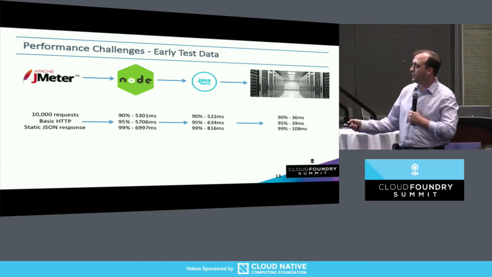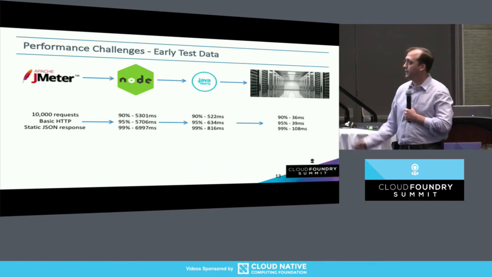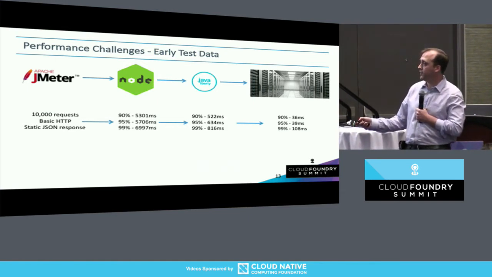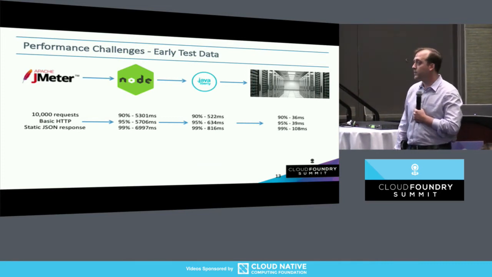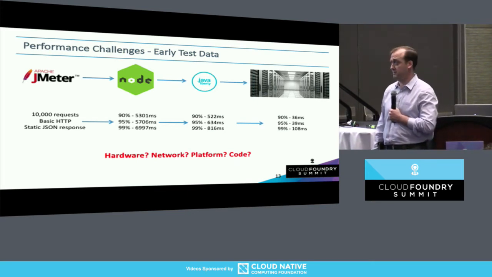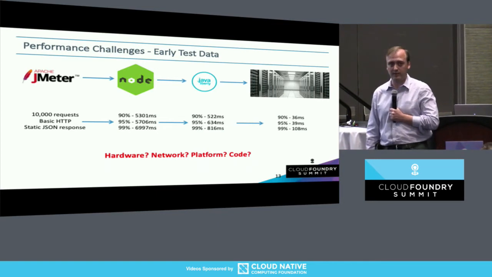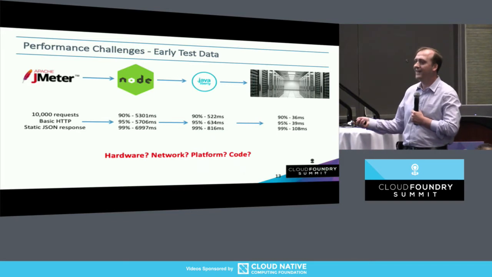Measuring from the Java app directly going to the backend, you can see a spread of 5 to 800 milliseconds. As you go up to the Node.js level, you have Node making a request to Java, which then goes back to the backend and comes all the way back. Now you're looking at 5 to 7 seconds. That's pretty bad, and that's a pretty simple app, right? So we said, definitely there's something wrong here. Where's the problem? Is it the hardware? Is it the network, platform, code? What happened? Of course, we did not want this type of behavior.